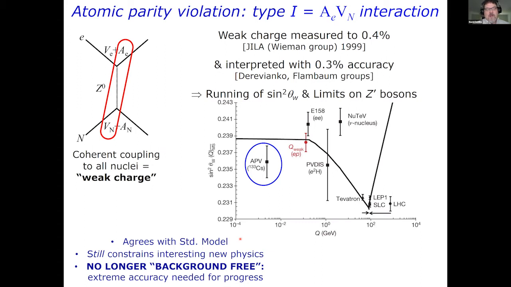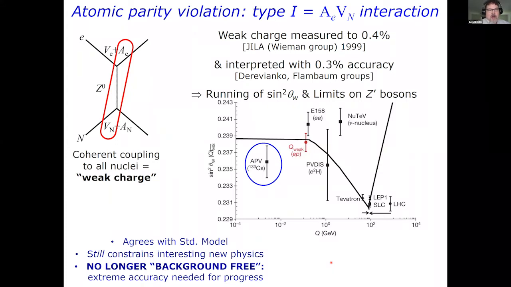But the trouble with this is it's no longer background free. So the ability to determine whether there's new interesting physics associated with this is really limited by the ability to calculate these electron wave function factors. And at least to date, there's no pathway known to be able to do much better than previously.